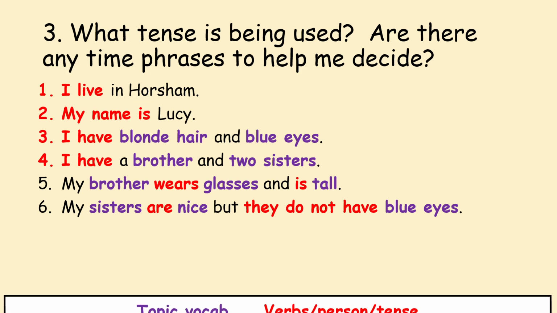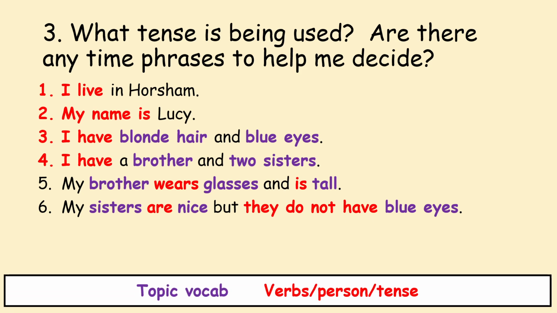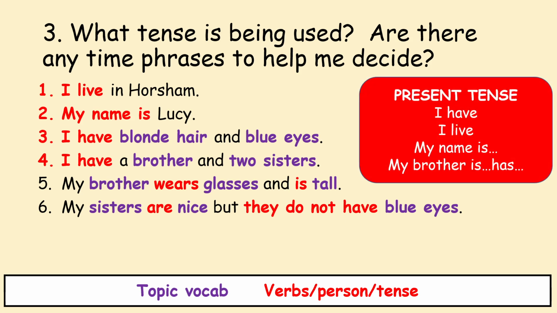Okay, so we've now added tense to the red options. We've got verbs, person, tense, because they all link very nicely together. But there's actually no changes here. There is no time phrase to help us decide, but the clues are that it's the present tense through the verbs I have, I live, my name is, my brother is, has, any sort of verbs like that.